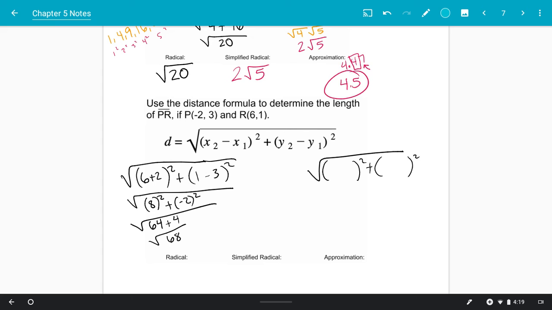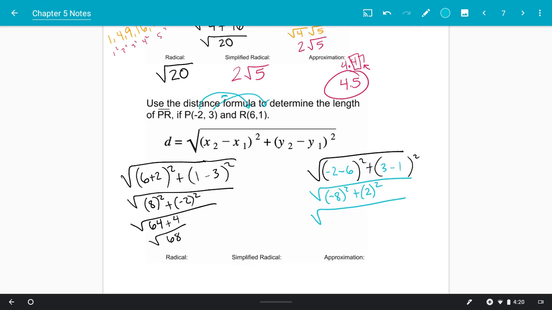The other way you might have done this is you might have just reversed it. So you may have gone negative 2 minus 6. So this one minus this one. That's often what I do. I just put a minus sign between them. If you don't want to do that, that's okay. But then I would have to go 3 minus 1. So then what happens is you get negative 8 squared plus 3 minus 1 is 2 squared.